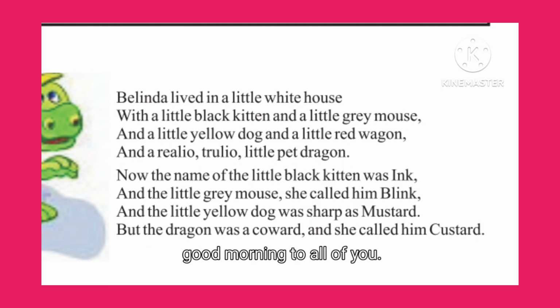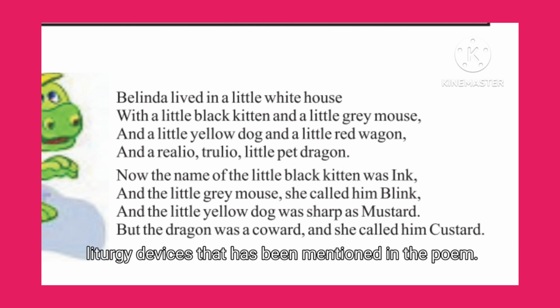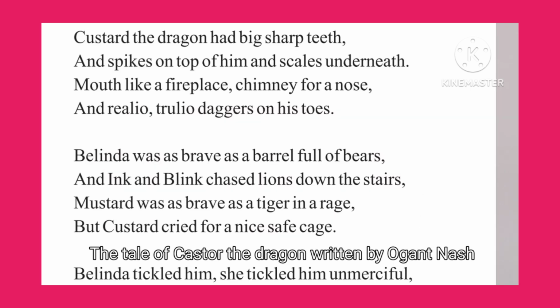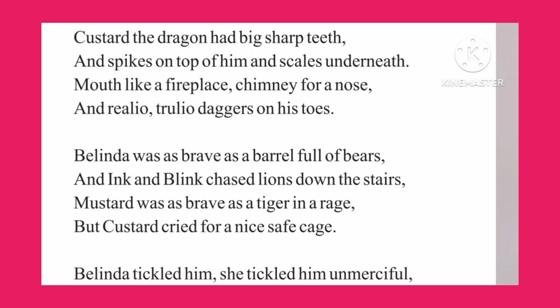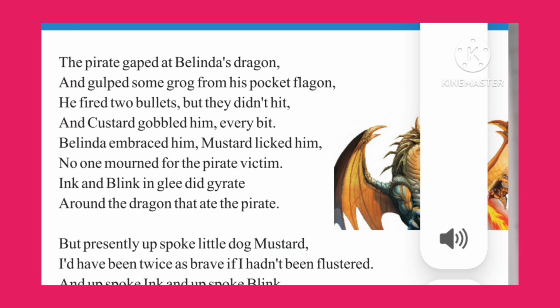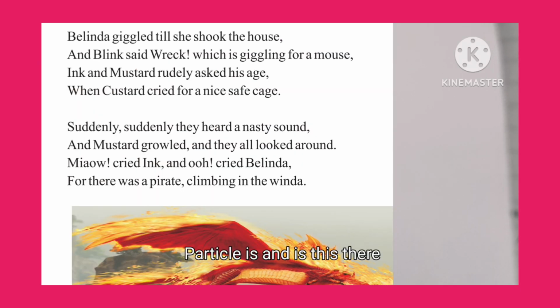Today, we are going to discuss the literary devices that have been used in the poem The Tale of Custard the Dragon, written by Ogden Nash. As far as literary devices are concerned, there are different literary devices that have been used in the poem. First one is the rhyming scheme, then repetition, assonance, oxymoron, metaphor, simile, allusion, poetic license, and alliteration.